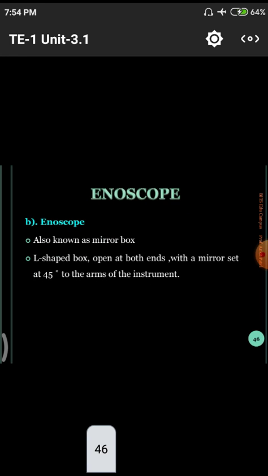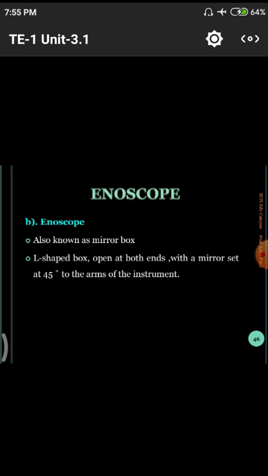Next, what is an eno scope? How do we use this eno scope? Scope normally means telescope, like the telescope normally used to observe different stars and other galaxies, whatever lies in our sky. Likewise, here we have the eno scope.